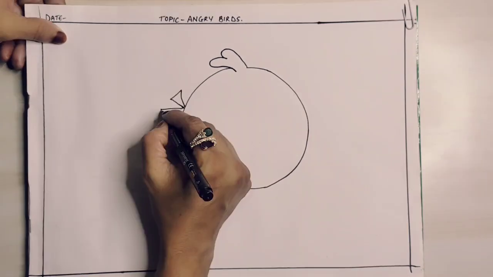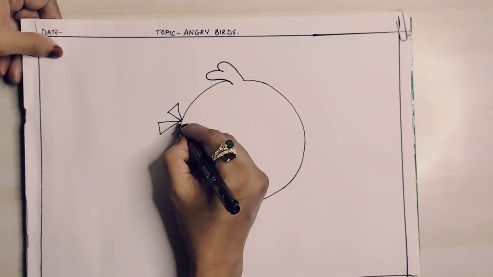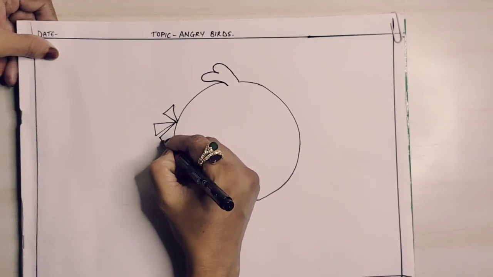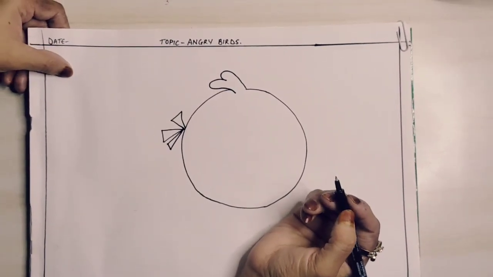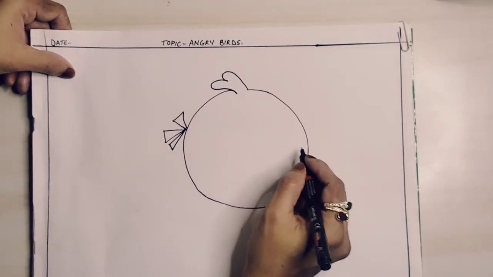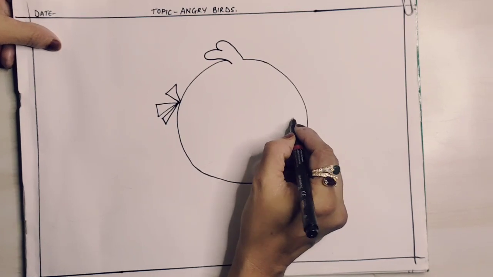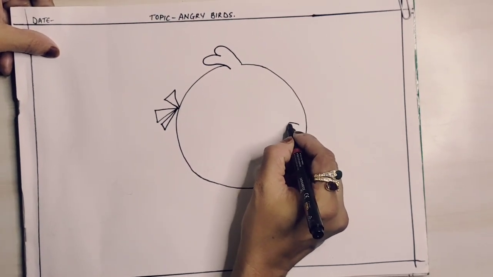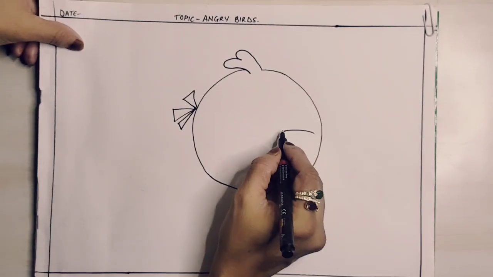Now here draw standing line and slanting line. One more small slanting line, standing line and slanting line, like this way. Now we are going to draw face detailing. So first all of you draw like this way, curved line.